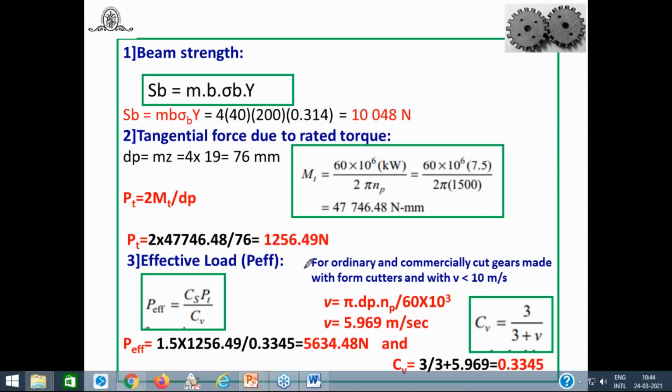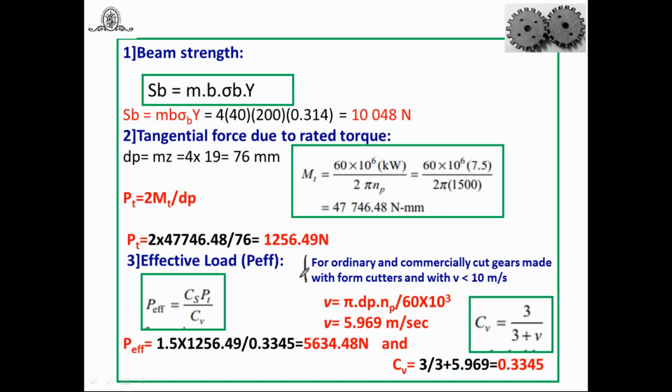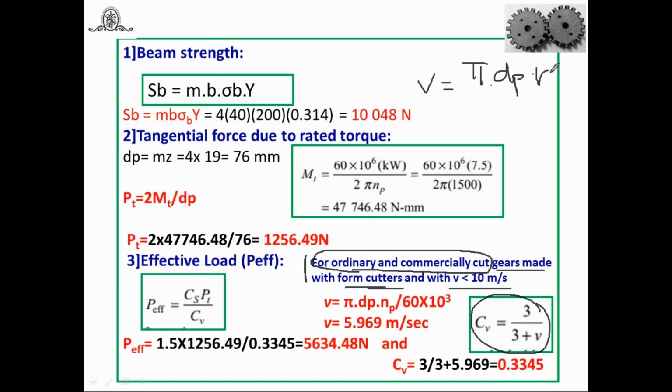How to calculate the CV? Again, we know very well. I have given different relations for CV. When gears are cut with ordinary commercial manufacturing, or by using a form cutter, and when velocity is less than 10 meter per second, then we have to use this relation: CV is equal to 3 upon 3 plus V. Before that, we have to check the pitch line velocity. What is the relation? V equals pi dP NP by 60.